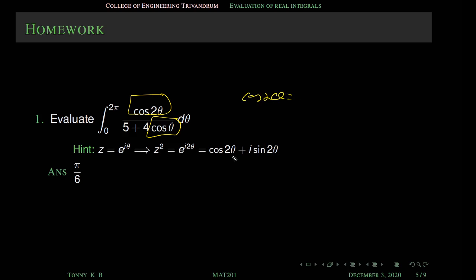Z square is cos 2 theta plus I sin 2 theta. So what is cos 2 theta in terms of z? Yes, 1 by 2, z square plus 1 by z square.